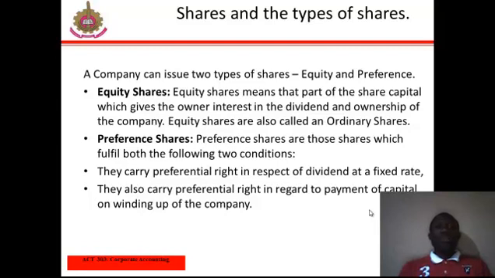Preference shares. Preference shares are those shares which fulfill both of the following two conditions. 1. They carry preferential rights in respect of dividend at a fixed rate. 2. They also carry preferential rights in regard to payment of capital on winding up of the company.